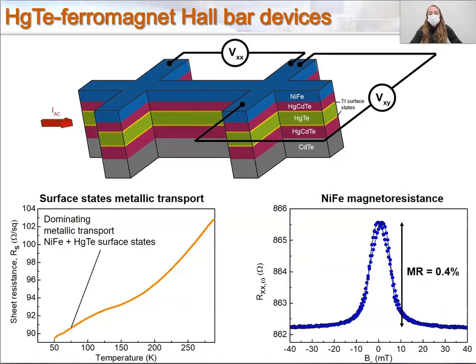On the left, the temperature dependence of the sheet resistance shows dominating metallic transport, which corresponds to the conduction in the metallic permalloy along with the HgTe surface state. On the right, the in-plane magnetic field dependence shows the magnetoresistance of the permalloy layer around 0.4%, confirming the in-plane magnetization of the ferromagnet. So in what follows, we perform harmonic measurement of the longitudinal and Hall resistance to investigate spin-Hall magnetoresistance and spin-orbit torque effect.